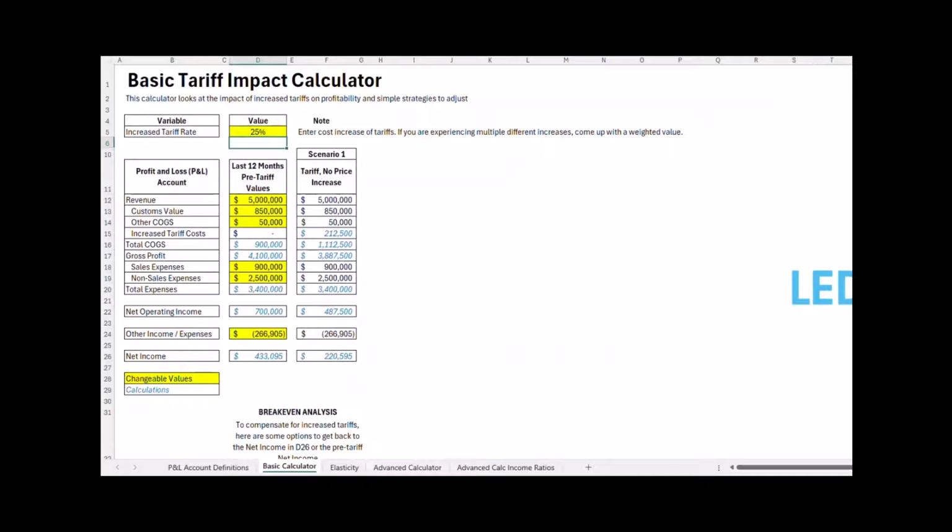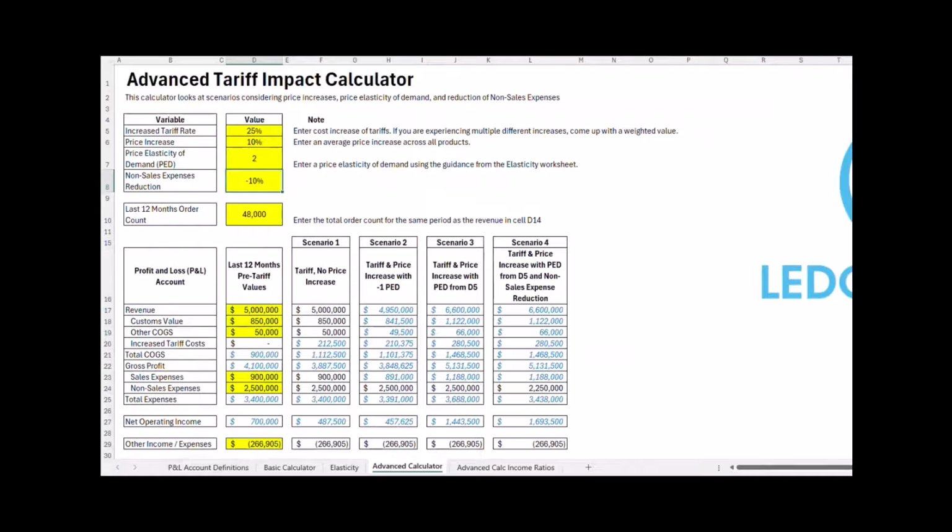Now, if we jump to the advanced calculator here, you're going to see that scenario 1 is really just a copy and paste from that basic calculator so that you can see it all in one place. Scenario 2 gives us the option to do a price increase along with considering price elasticity.